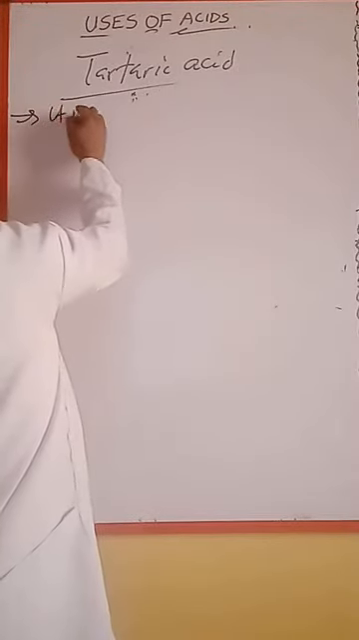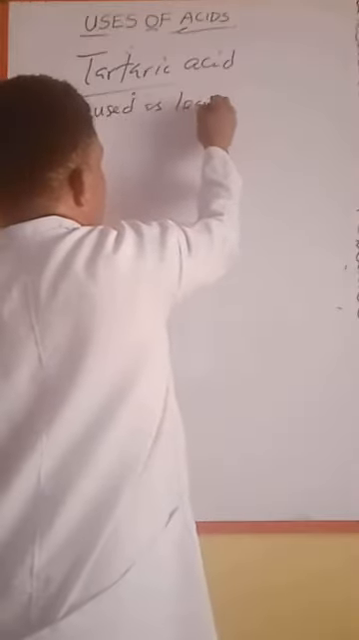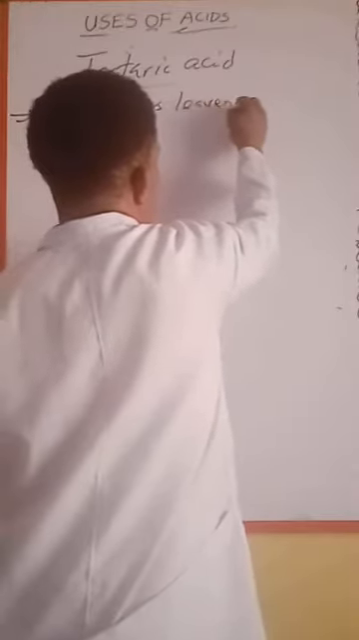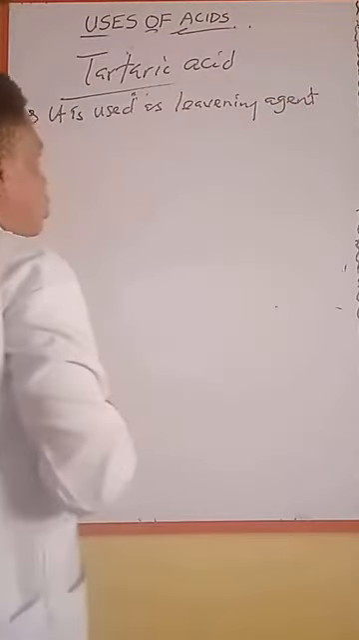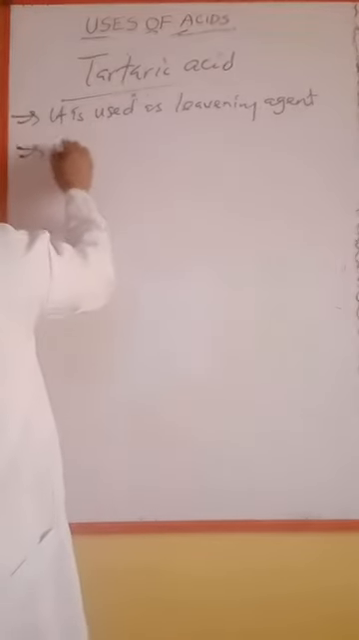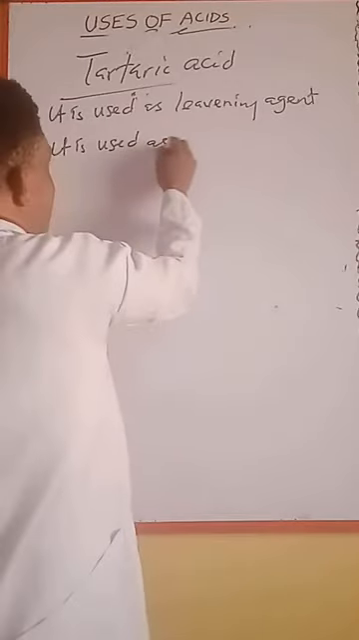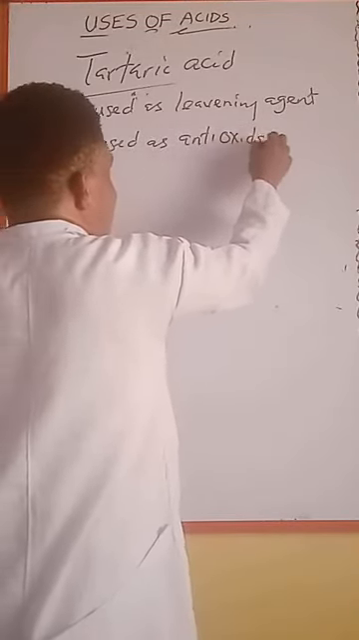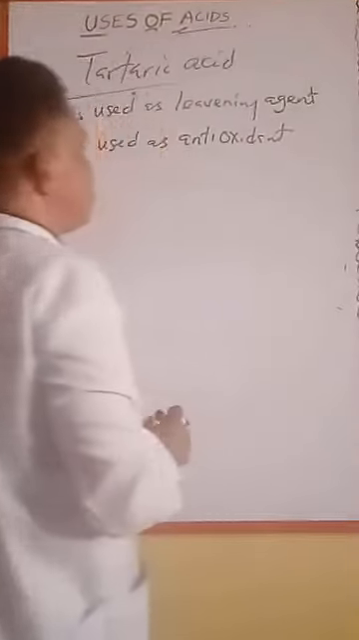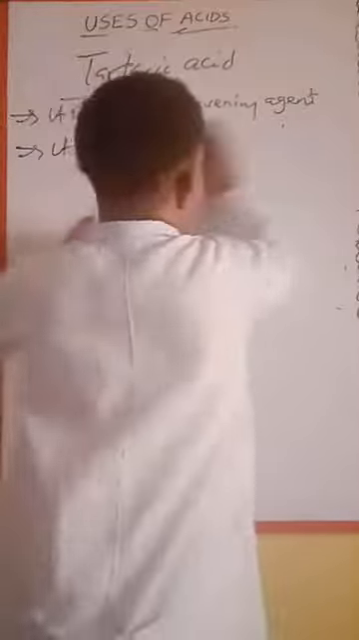Number one, it is used as a leavening agent in the baking industry. Also, number two, it is used as an antioxidant. Now let's look at acetic acid.